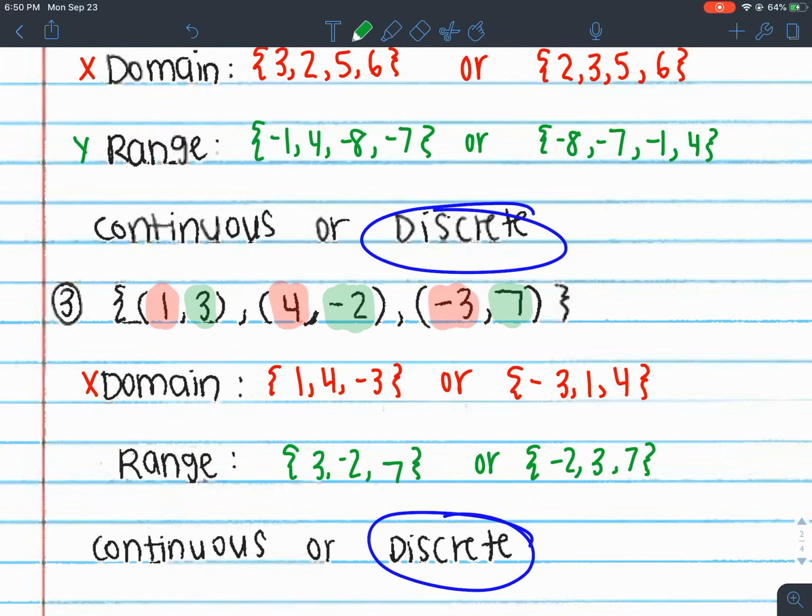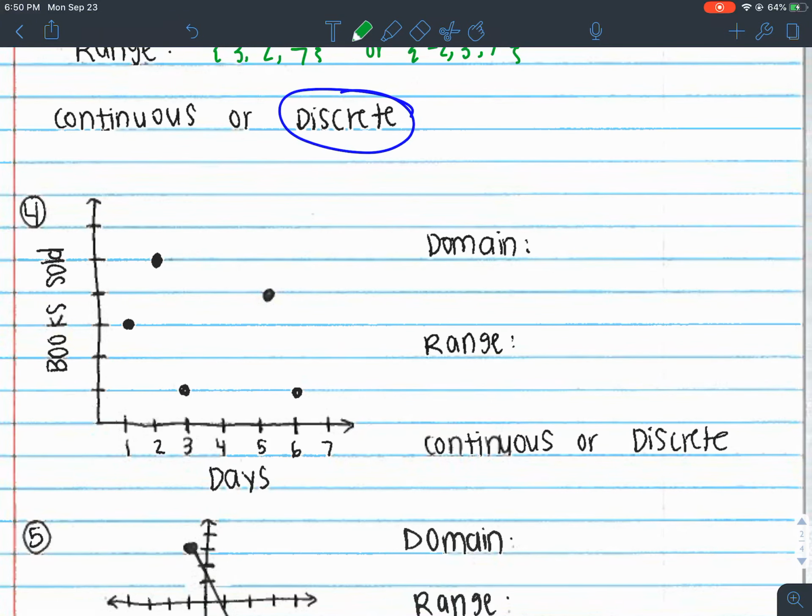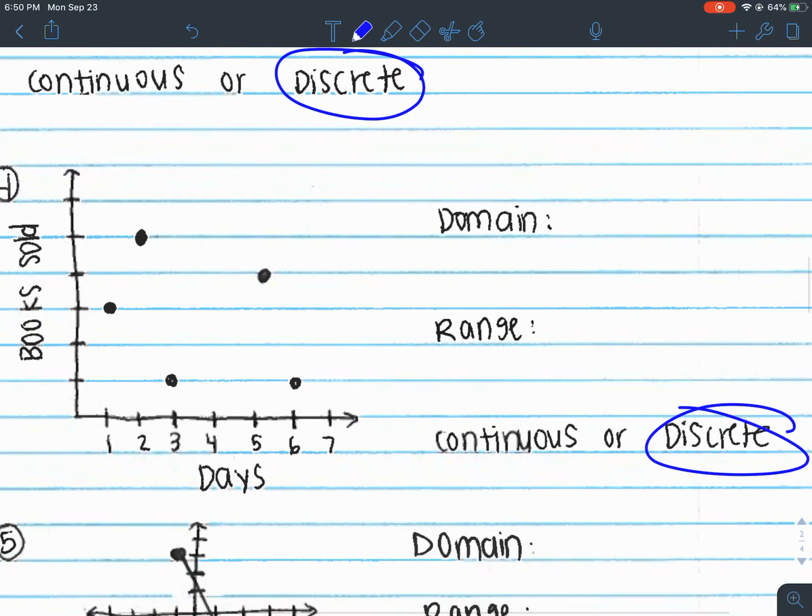And again, I'm just doing it least to greatest because it is something that we want to get used to seeing. All right, number 4. So here we're talking about days and books sold. And this is just a graph with a bunch of random points on it. Because it's a bunch of random isolated points, this representation is also discrete. And so here I'm going to list all of my x values in my domain and all of my y values in my range.